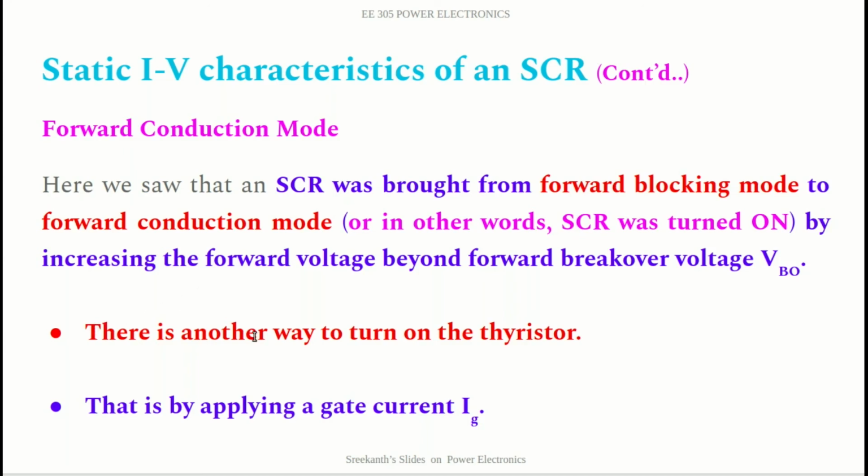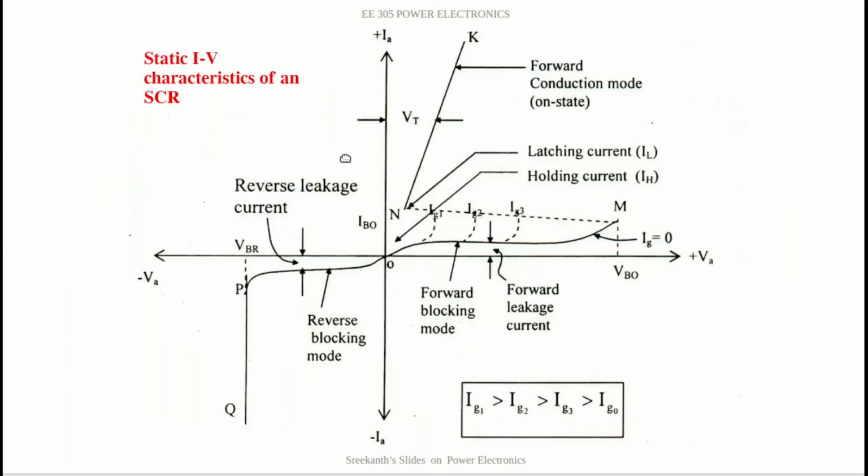But there is another way to turn on the thyristor, and that is by applying a gate current IG. Now you have to look into what a gate current is. I have already mentioned that during this section, the gate current being applied is 0. IG is equal to 0. Okay?